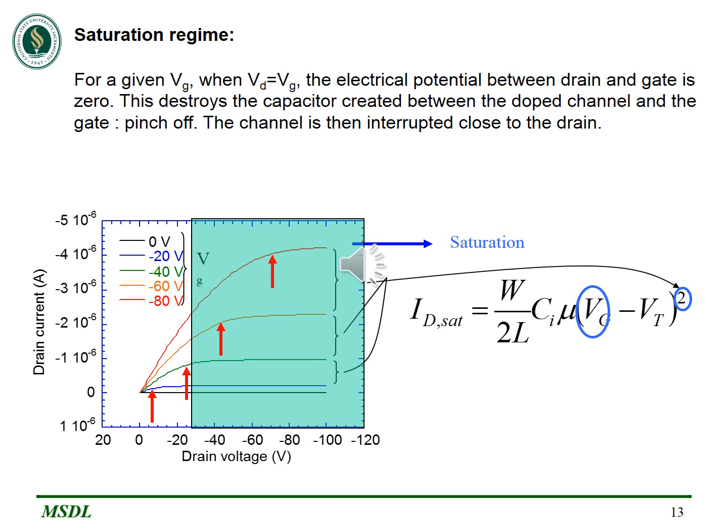The current at the drain in the saturation region is given by the equation W over 2L Ci into mu into (Vg minus Vt) squared. It indicates that it depends on the gate voltage and the threshold voltage.